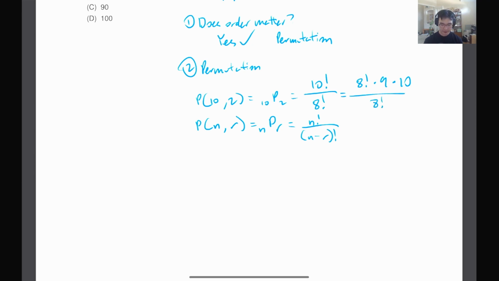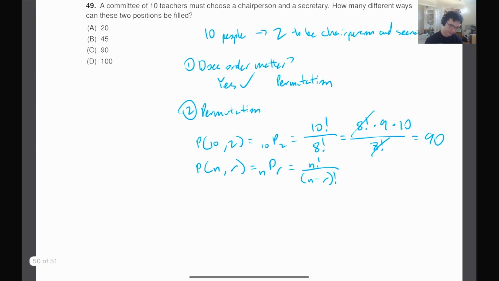And with math, we can cancel out like terms, so we get 90. And there you have it. So for this exam, make sure you do remember those formulas of permutation and combination, and these questions should be relatively easy. That's question 49.